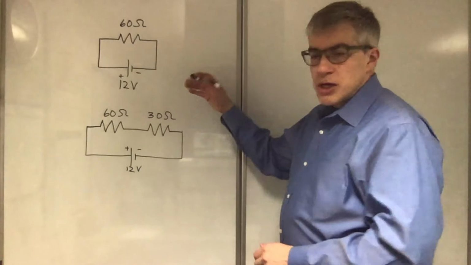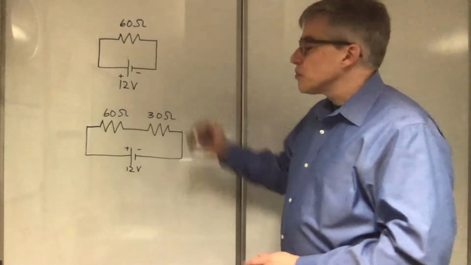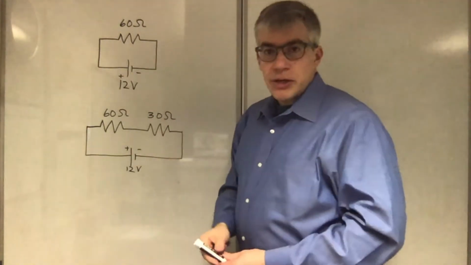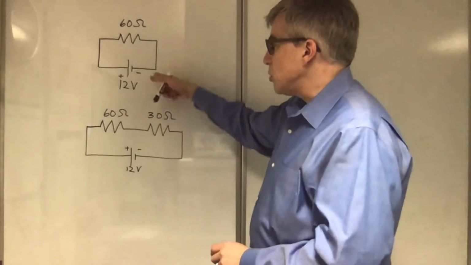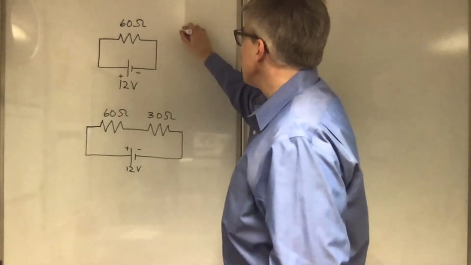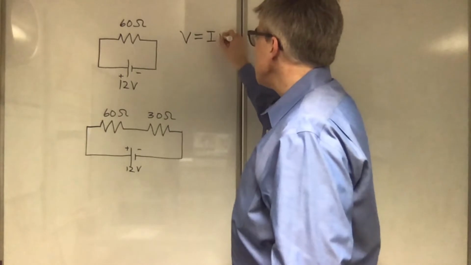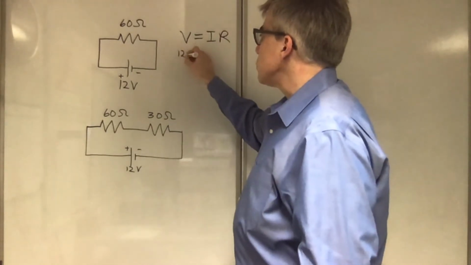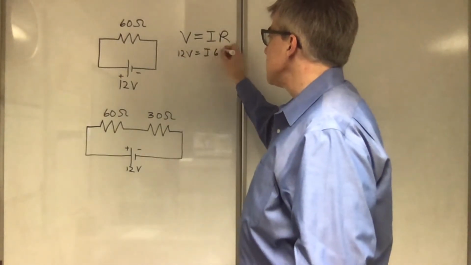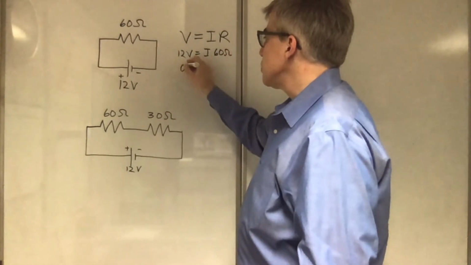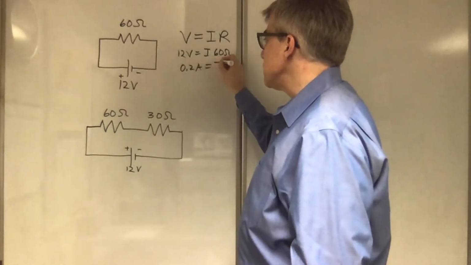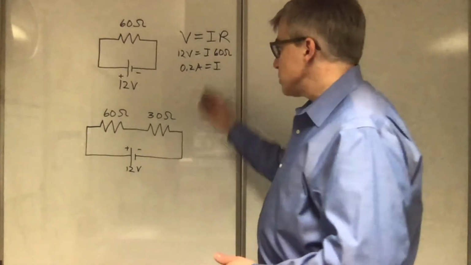Simple examples of batteries with resistors. If you have a single resistor connected to a battery, 60 ohms, 12 volts, your go-to formula for all of these is V equals IR. So you have 12 volts equals current times 60 ohms, or 0.2 amperes is the current. That's pretty much the story.